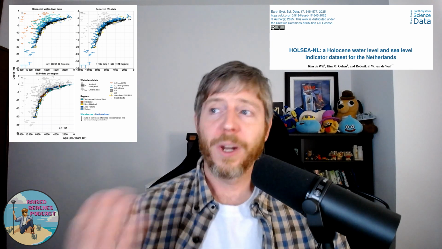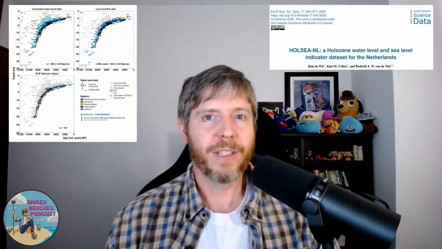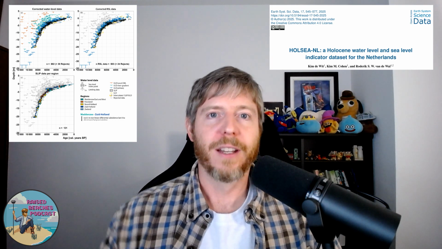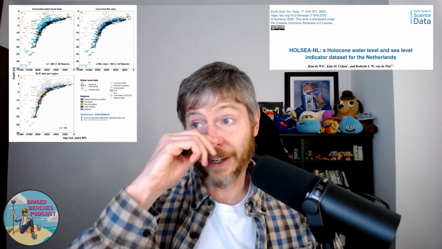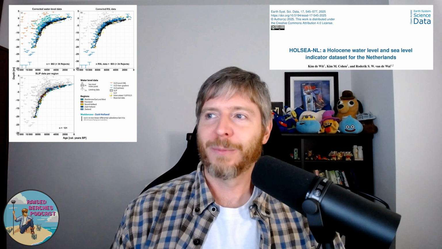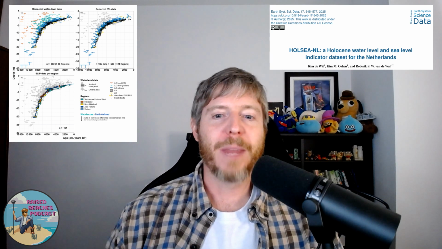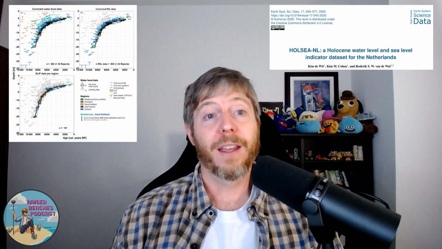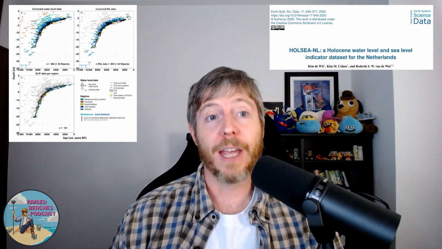And what I have to say about this, there have been compilations of paleo sea level data in the Netherlands, and it was already a really well constrained sea level history for the past 8,000 years or so. But this really takes it up another notch, and I'd say it's probably the best constrained paleo sea level history in a regional sense anywhere in the world. And they tightly constrain the sea level history in the Netherlands for the past 9,000 years.